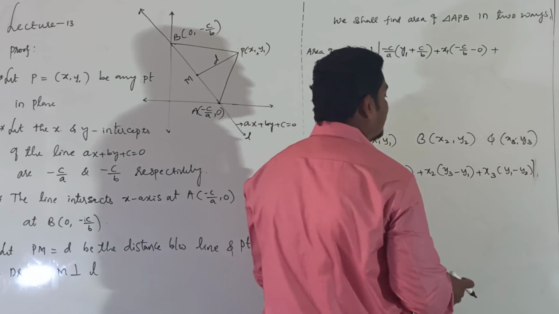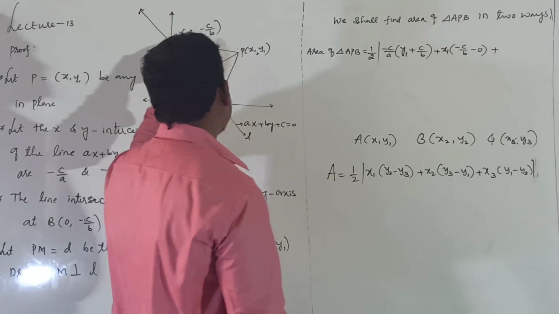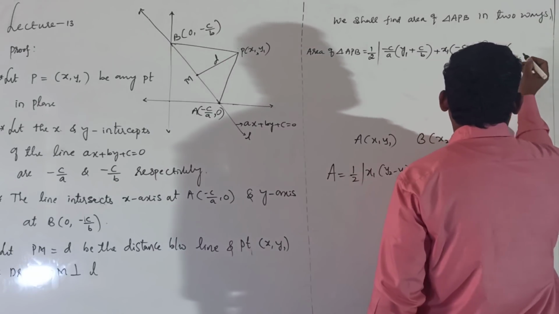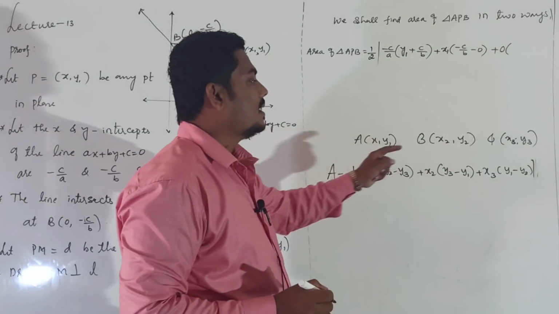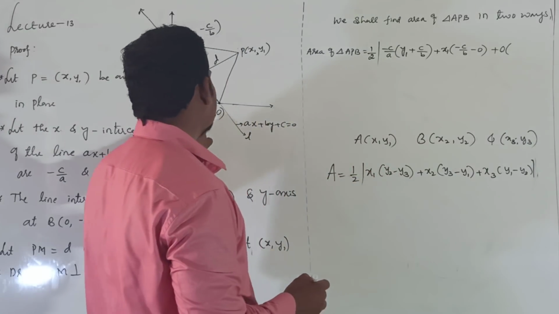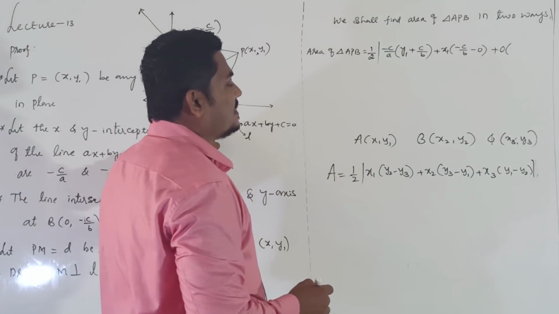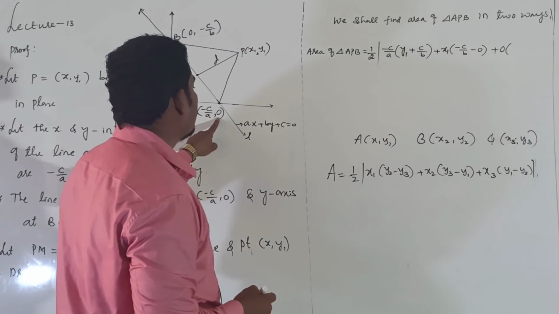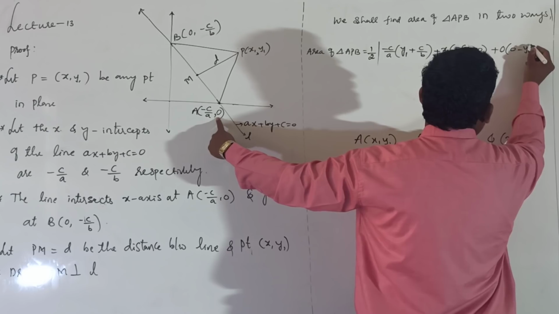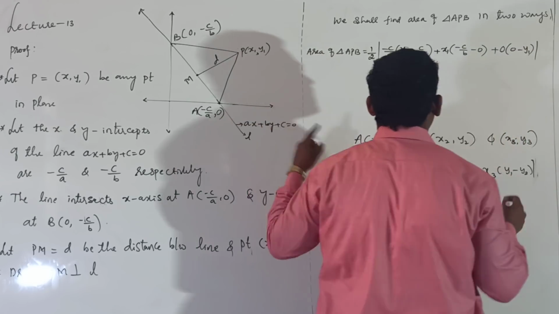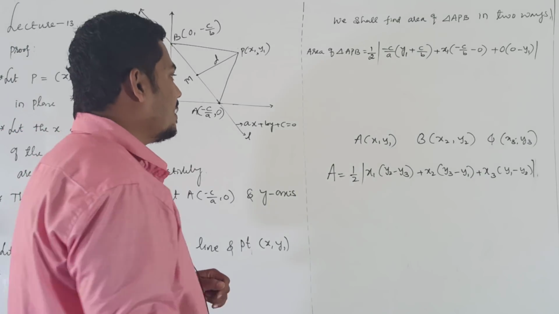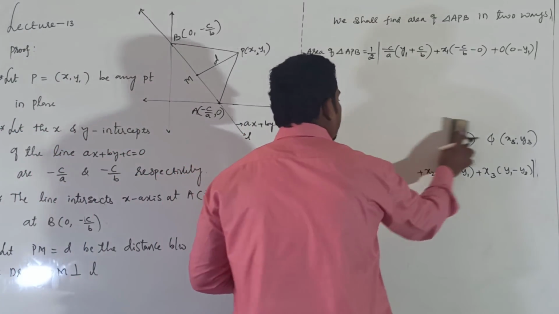Plus x3 into, in place of x3 we have 0, right? 0 into y1 minus y2; what is our y2? 0. So 0 minus y1. Modulus, because the area of the triangle is always positive. For that reason, consider the modulus sign.